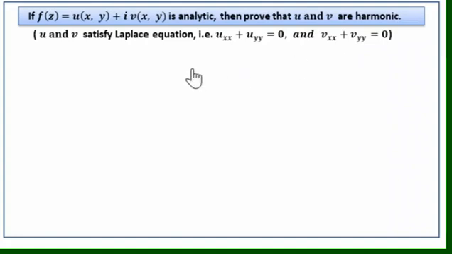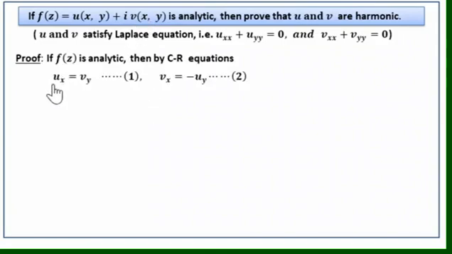So to prove this, first take the analytic function f of z equal to u plus iv. Since the function is given to be analytic, u and v satisfy the Cauchy-Riemann equations: dou u by dou x equal to dou v by dou y, that is ux equal to vy, and dou v by dou x equal to minus dou u by dou y, that is vx equal to minus uy. Call them equations 1 and 2.